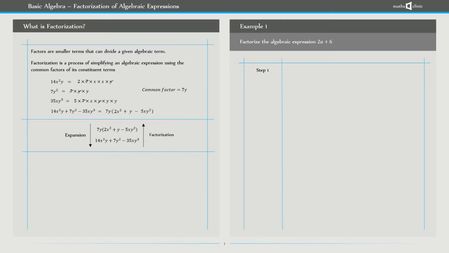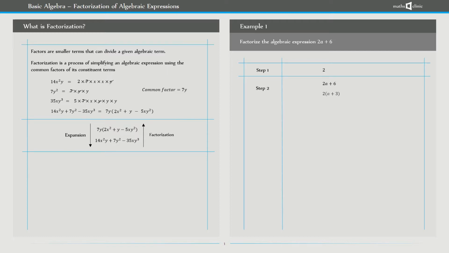So with the terms we have here, we have 2a and we have 6. We need to find something that would divide 2a and would also divide 6. I'll tell you that that common factor is 2, because we can divide 2a by 2, and we can also divide 6 by 2. Once you have your common factor, you simply go ahead and factorize.